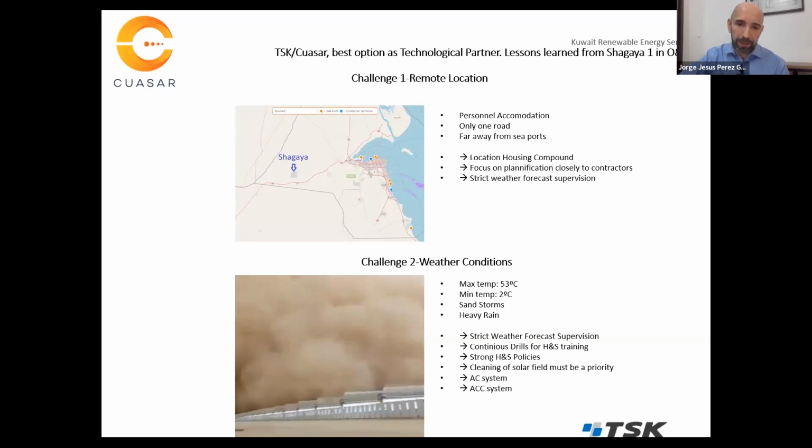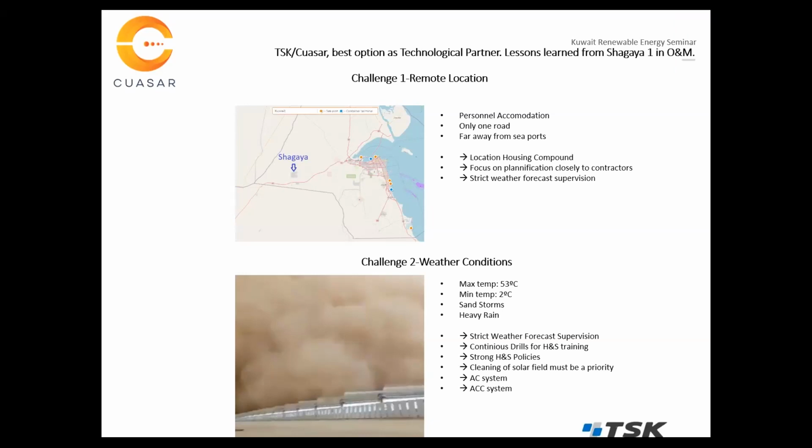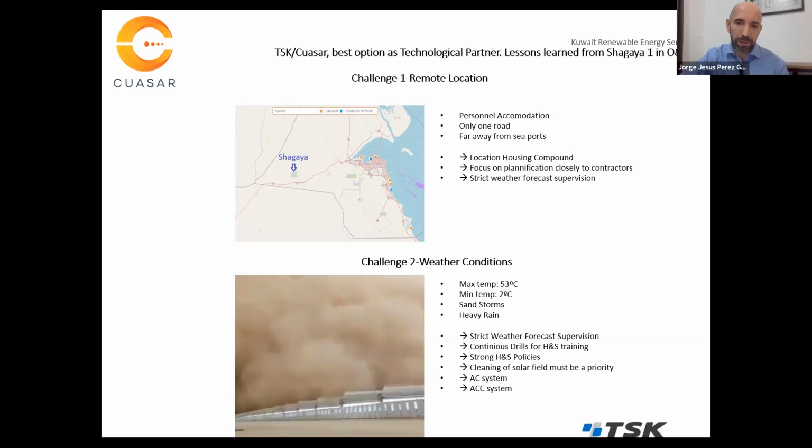So again, street weather forecast supervision, continuous drills for health and safety training in order to teach the personnel how to act if there is a sunstorm coming, not only for their own safety, but for the safety of the equipment.